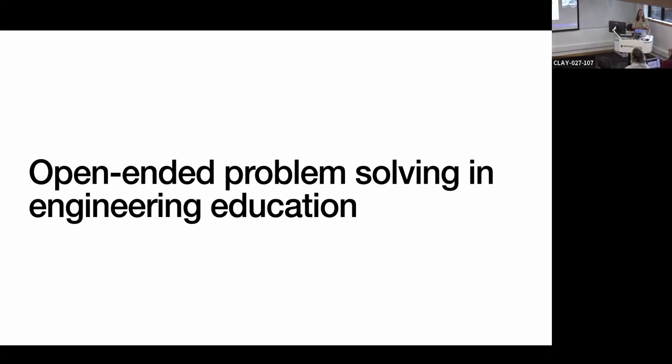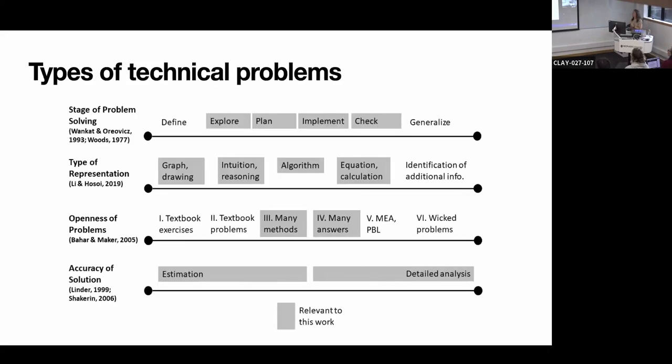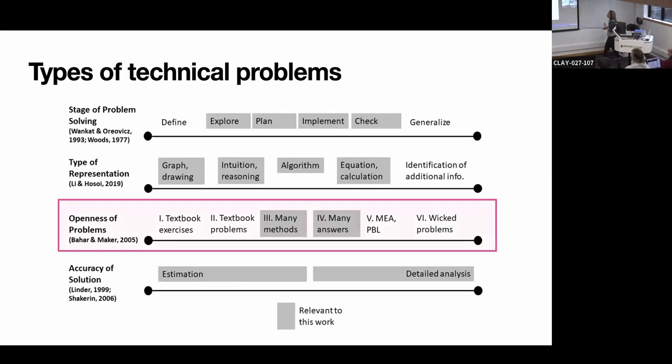So first, there's been an enormous amount of very good work done in this space, right? And so we did a lot of literature review to try to understand what people have done in this space. And there are many, many great papers. And I wanted to put this up just to highlight this line right here. So people talk about what stage of the problem are you solving, exploring, planning, what types of representations are you using, what's the accuracy of your solution. But what I want to talk about today is the openness of the problem.